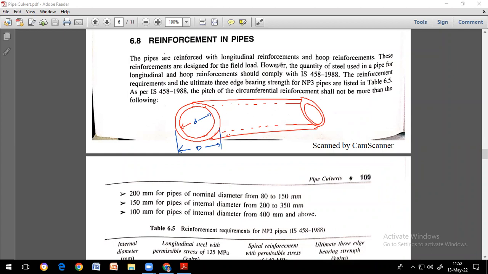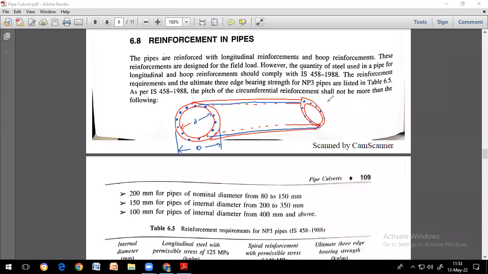So definitely pipes will have two types of reinforcement. One is longitudinal reinforcement. So pipes will have a reinforcement like this. This reinforcement is called longitudinal reinforcement. What is the purpose of longitudinal reinforcement? It will be like this. What is the purpose of providing a longitudinal reinforcement? Anyone?